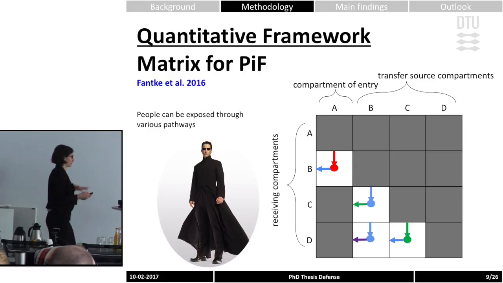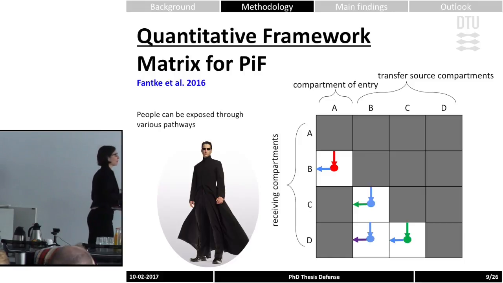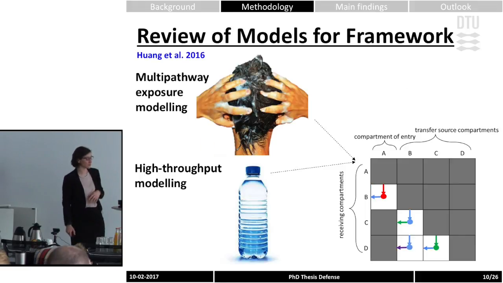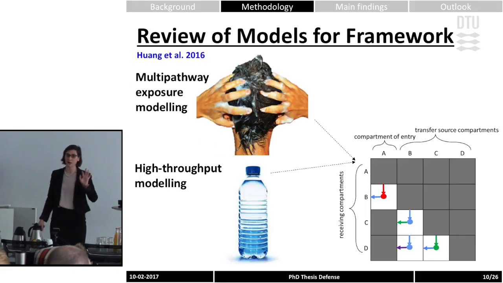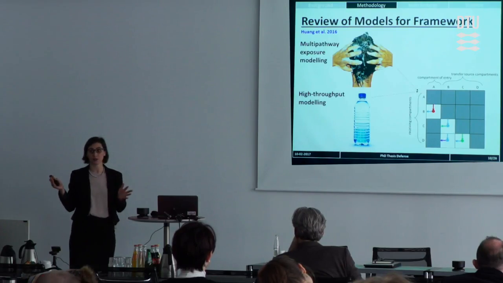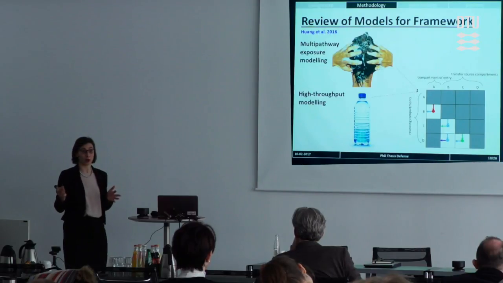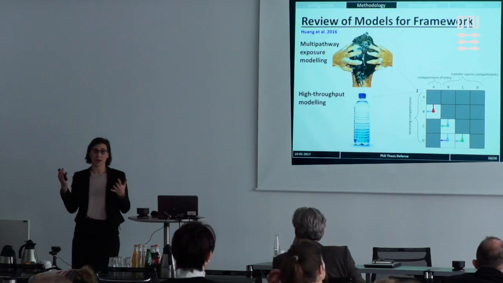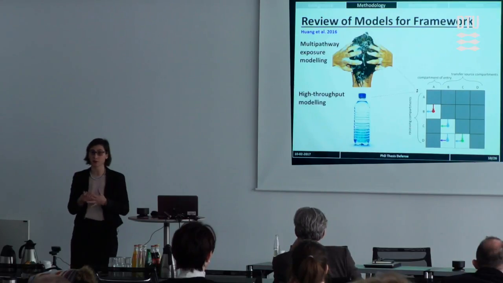So the difficult part is, okay, now we have this matrix framework, but we don't actually know how to estimate all of these different transfers. And that's where my work came in, to develop models to estimate these transfers. So we reviewed all sorts of different models that can be used in this framework, a pretty extensive review led by my colleague Lei Huang. And she looked at all sorts of different transfers that can happen, for example, from solid products or flooring materials. And my contribution to this work was looking at models for cosmetics and models for food packaging.